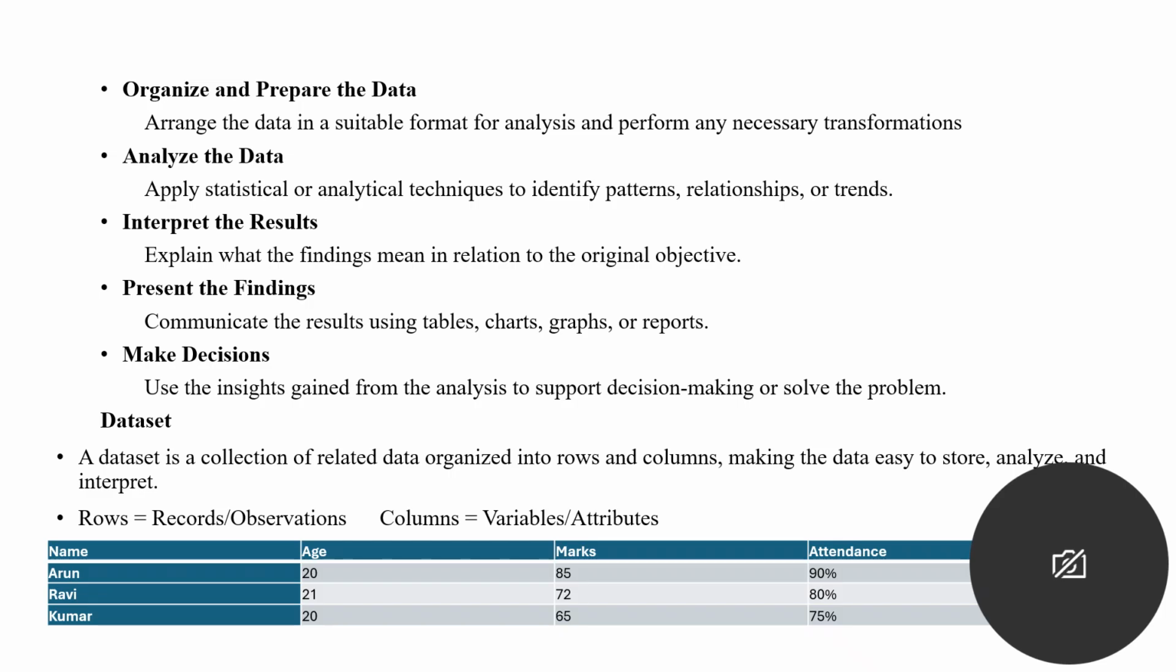Next, we are going to see what is a dataset. A dataset is simply a collection of related data arranged in rows and columns. For example, if we have student information, each student will be represented by one row and details like name, age, marks and attendance will be represented by columns. Here rows are called records or observations and columns are called variables or attributes. In this example, we can clearly see each row represents one student, so rows are called records or observations. The columns like name, age, marks and attendance are called attributes.